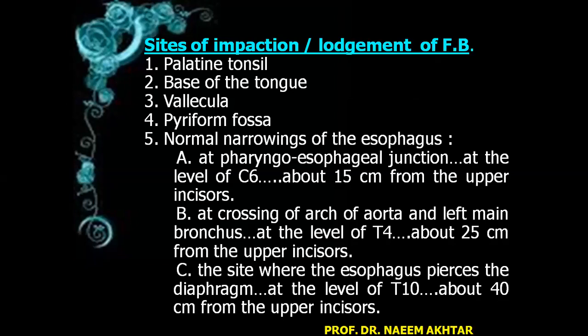The sites are, number one, palatine tonsils. Second is the base of the tongue, vallecula, piriform fossa, and there are certain normal narrowings of the esophagus where the foreign body can lodge. These sites are: number one, at the pharyngoesophageal junction, which is at the level of C6, about 15 centimeters from the upper incisors. Second, at the crossing of the arch of aorta and left main bronchus at the level of T4, about 25 centimeters from the upper incisor teeth. And third, the site where the esophagus pierces the diaphragm at the level of T10, about 40 centimeters from the upper incisor teeth.